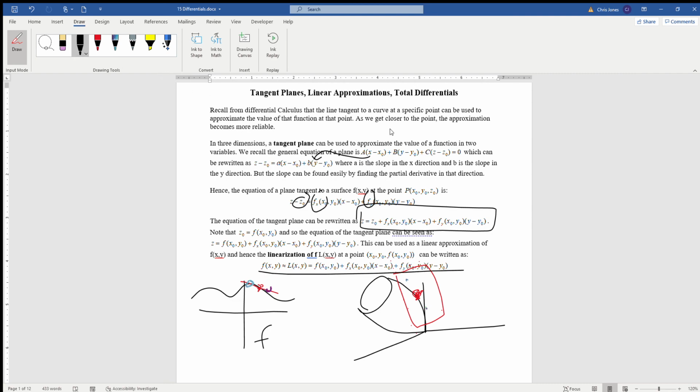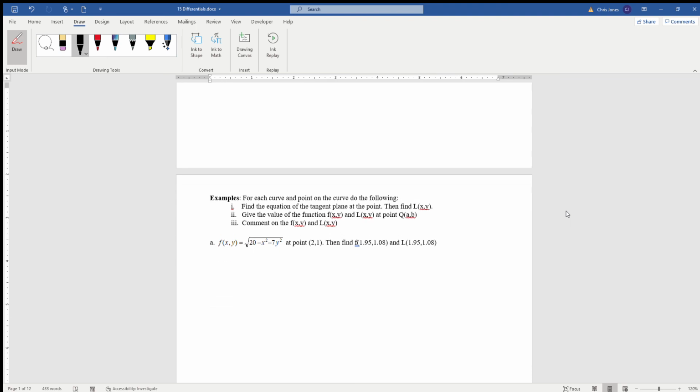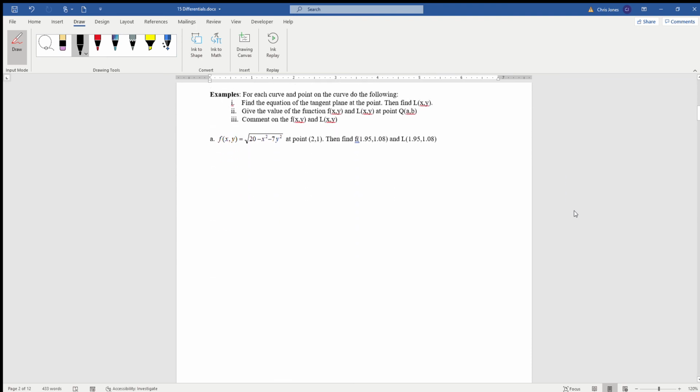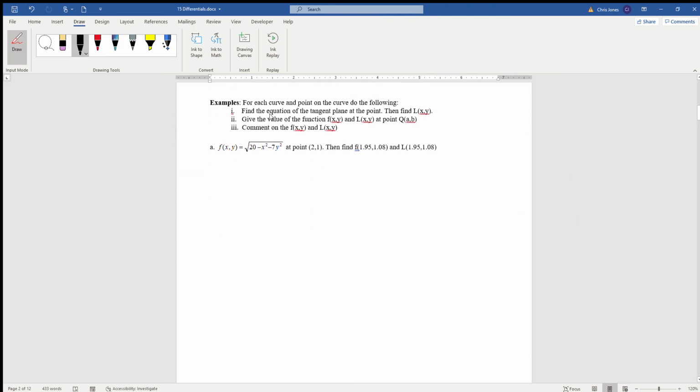All right, so we're going to take a look at a couple examples, and we're going to try to figure out to what degree of accuracy this linearization really matters. All right, so if it doesn't really work, then why bother doing it? So a few examples, a pretty basic one to start with.